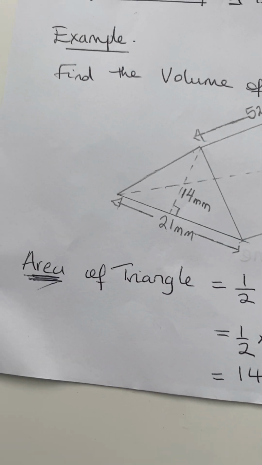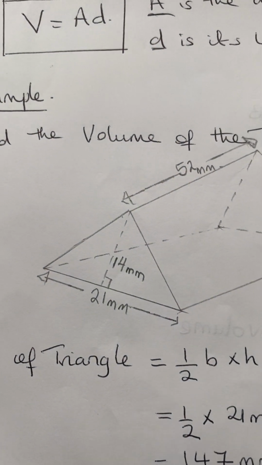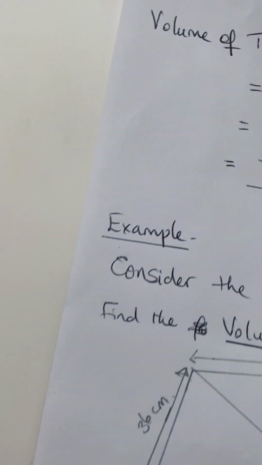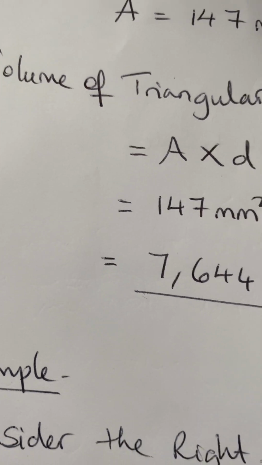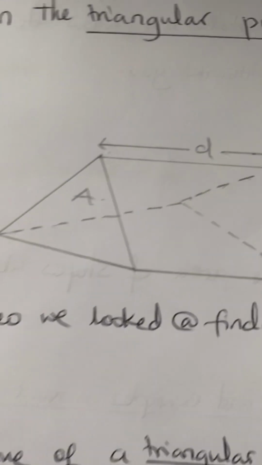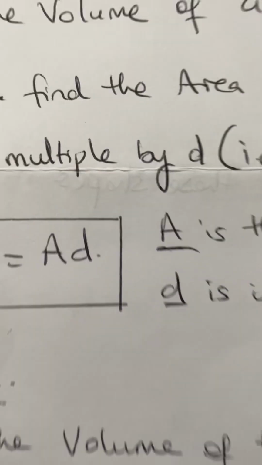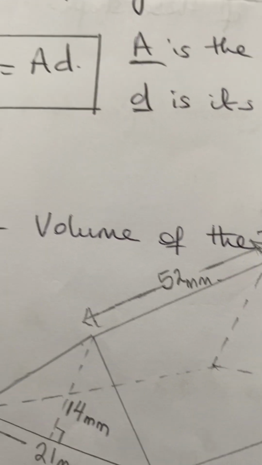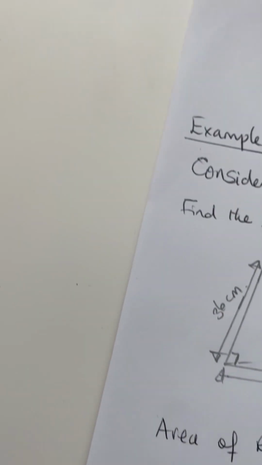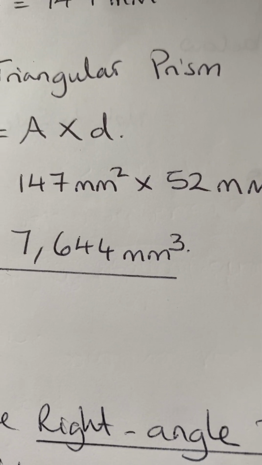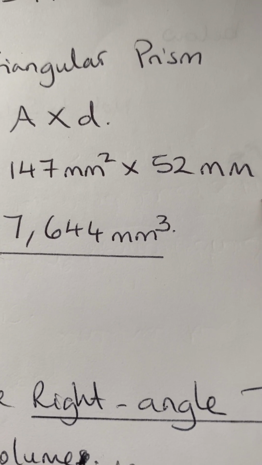Remember your units. Now the question says we should find volume, not area. So how do we find volume? We find volume, as I've shown you. After we found the area, we multiply by this length. Okay, now that length here is 52. So we found the area, and then we multiply again by 52 millimeters. That will be the volume.